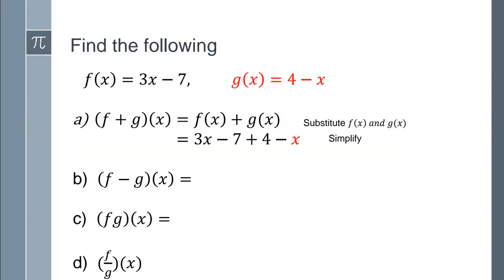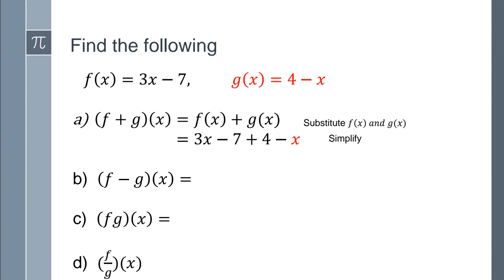We replace function f of x with 3x minus 7. We replace g of x with 4 minus x. And let's simplify. Let's combine like terms. So let's combine our x's. I have a 3x here and a minus x. So 3x minus x, that's going to give me 2x.